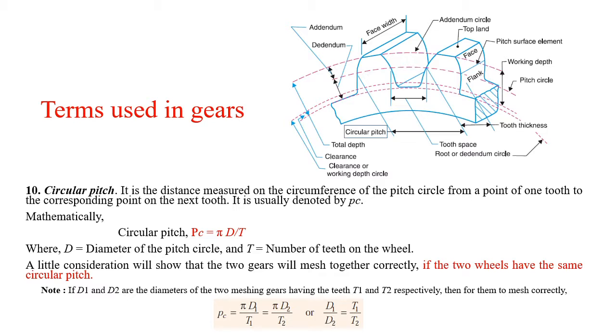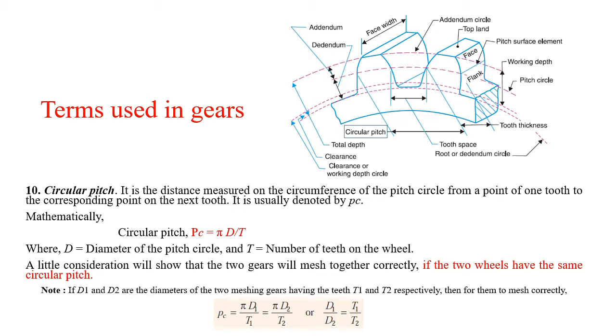Remember this formula, circular pitch PC is equal to pi into D by T, where capital D is the diameter of the pitch circle. We have seen previously pitch circle diameter, and capital T is the number of teeth on the wheel, the total number of teeth on the wheel. So this ratio D by T into pi is called the circular pitch. A later consideration will show that the two gears will mesh together correctly if and only if the two wheels have the same circular pitch.